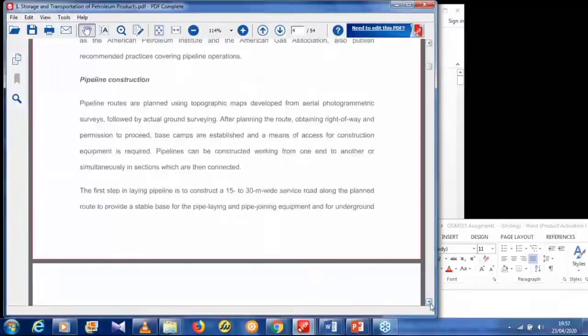Okay. So pipeline construction, usually these are big projects with serious activity. Pipelines can be constructed by working from one end to another simultaneously in sections. So when we are trying to construct or route this pipeline, we take it in sections, and it is usually planned using topographical maps. We don't just start laying pipes anyhow. No, there are a lot of assessments that are done. We look at the topography.